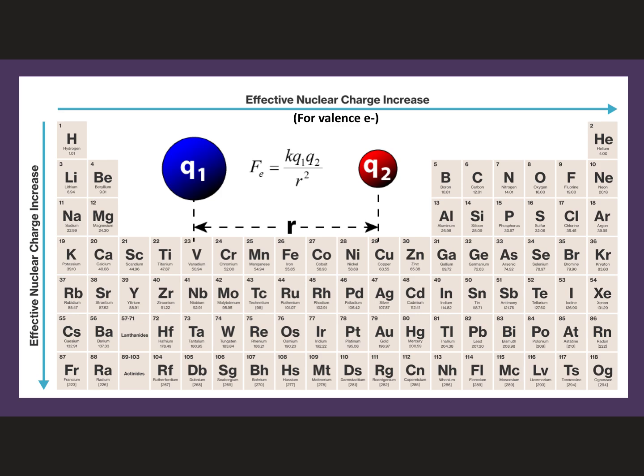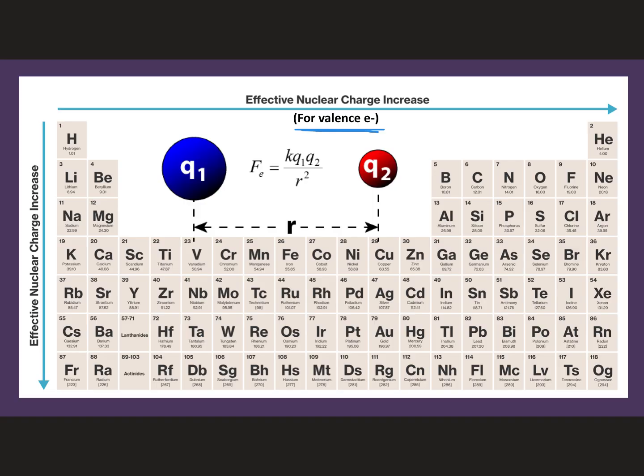First trend that we're going to look at is that of the effective nuclear charge, and here we're going to be looking at the valence electron effective nuclear charge. In the previous video, we were able to calculate the effective nuclear charge for any electron in an atom. Here we're just generalizing and saying, hey, when we're looking at the valence electrons in an atom, how does the effective nuclear charge change on the periodic table?